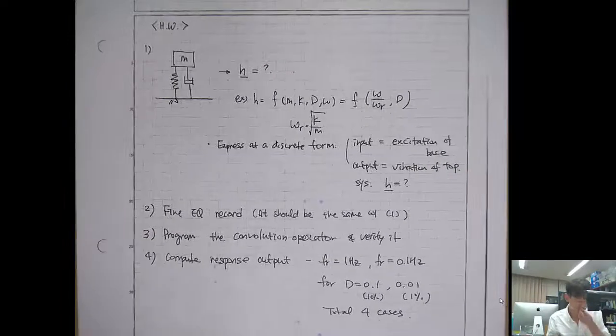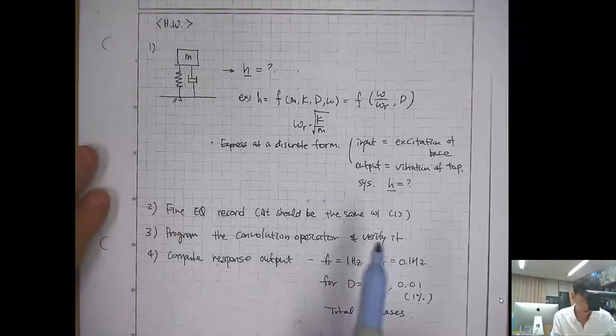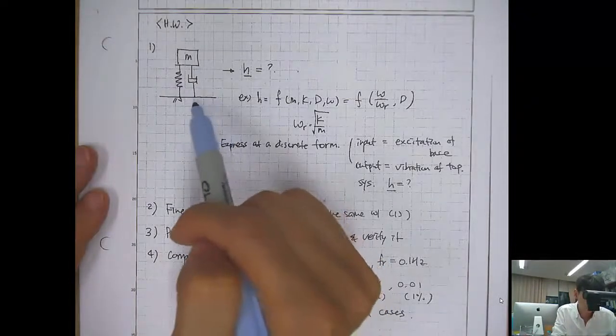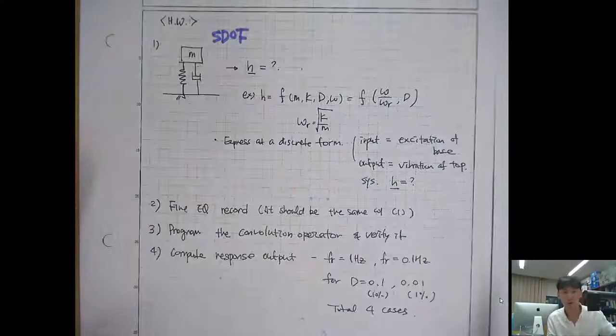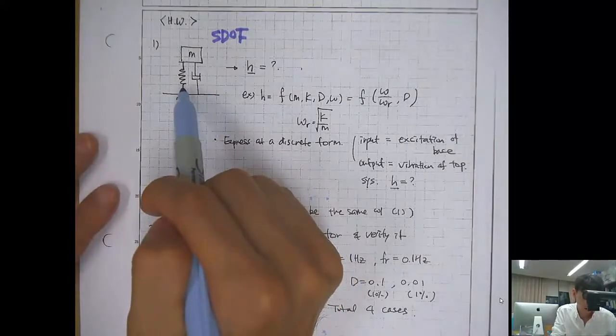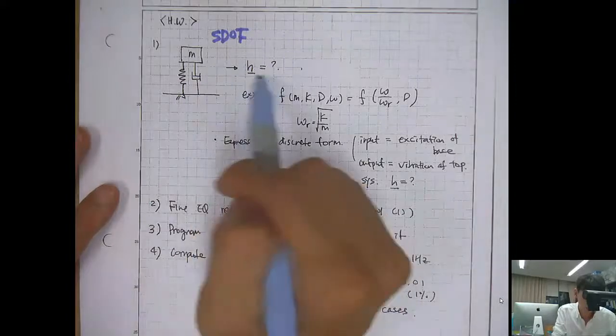This will be the homework, and it will be included in the homework. And assume that you have a single degree of freedom system, with the damper and the spring. And here then the H, the impulse response, how do we get the impulse response?